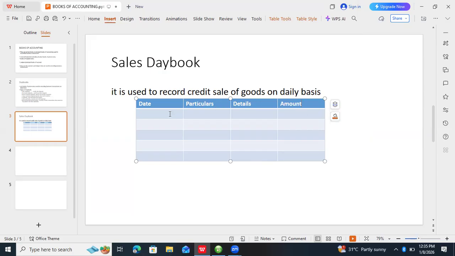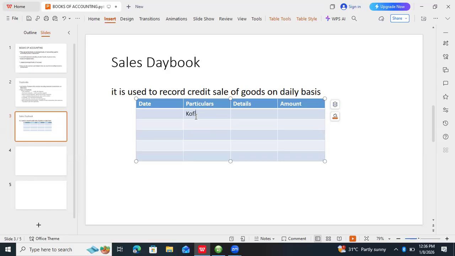The date is self-explanatory. If the transaction occurred on 1st, 2nd, 5th, whatever, you put it there with the month and the year. The particulars, pay attention. In the case of sales day book, the particulars takes the name of the debtor. Remember, if you are selling goods on credit, it simply means that the person, the customer, becomes what? A debtor. So the particulars column will take the names of the debtors, as well as if you have to give description of the item. So for example, we sold goods on credit to Kofi. So Kofi will be the name under the particulars, as the debtor.